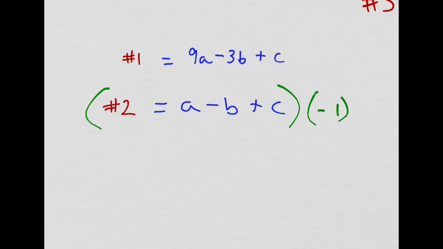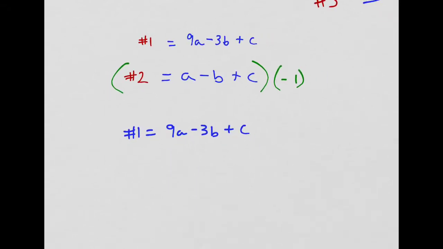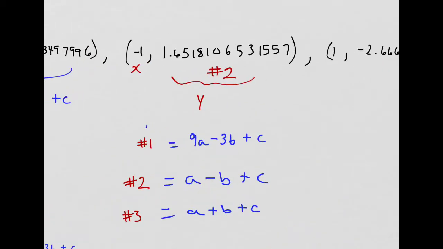Yeah? That goes to every single number here. Even that red number 2. Okay? So really what I have is the original, number 1. I'm just copying down the first equation. Sorry, number 1. 9a minus 3b plus c. And then negative number 2. Some people might get confused. But negative number 2, that's just this except with a negative sign, right?